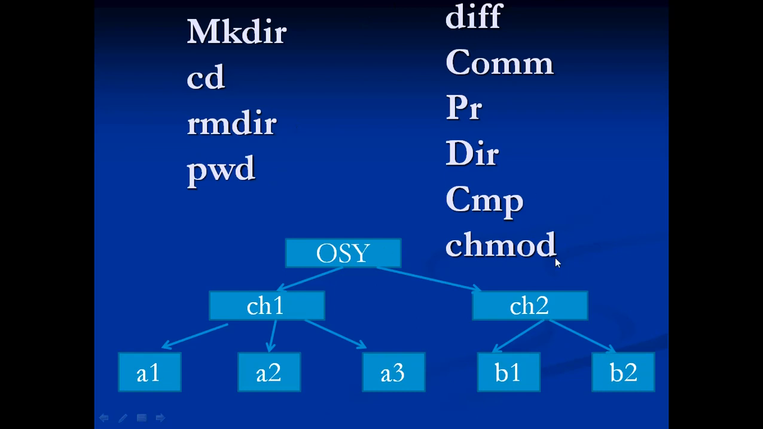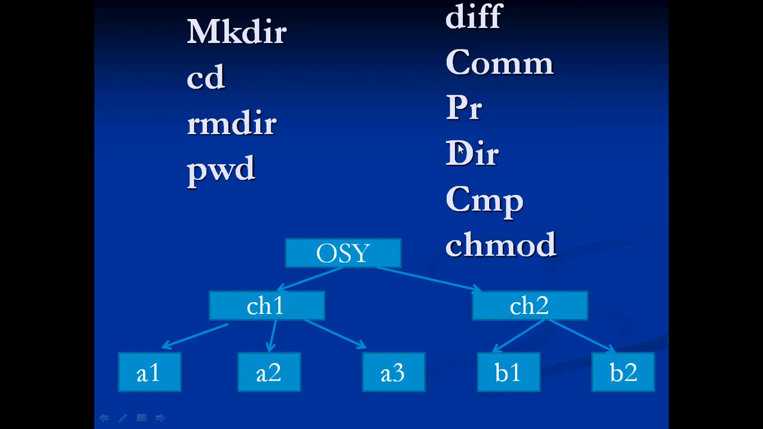Then second type is the file manipulation commands. First one is diff, which will show the difference between two text files. Then second one is comm. This comm is similar to diff, but comm is used to compare two sorted files. Then pr command is used to convert a text file for printing. This pr command is not used for printing, it just converts a text file for printing.